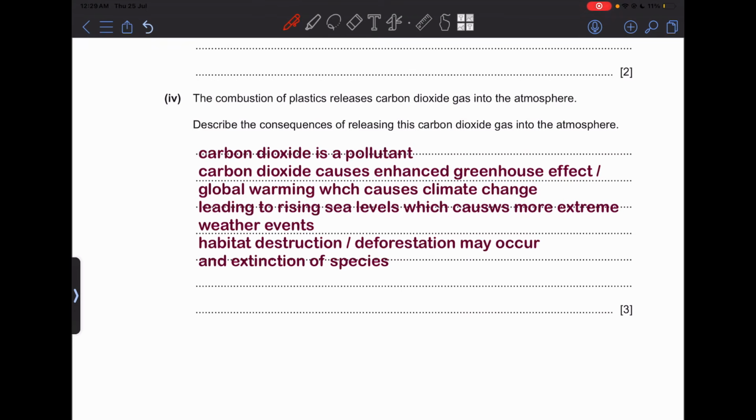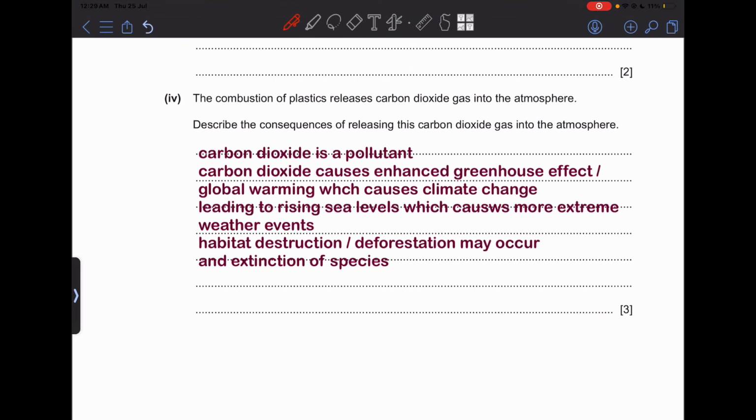So as we can see, around the world right now, the weather in all countries is getting much hotter than usual. So this will cause climate change. The climate has changed, it's not like before, and it can lead to rising sea levels, which causes more extreme weather events such as floods or tsunamis.